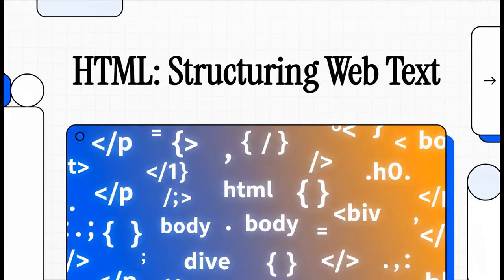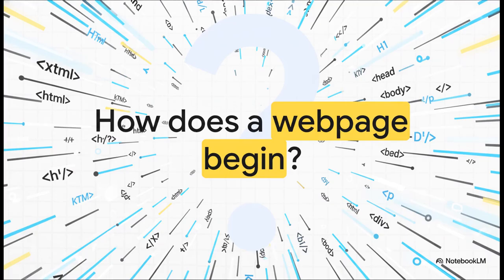Every single website you've ever visited is built on a foundation of text. But how does that text get its structure? Well, it all comes down to a few super simple HTML tags. I'm your AI guide, and in the next few minutes, you'll know exactly how to do it yourself. Let's dive in. So where do we even start?